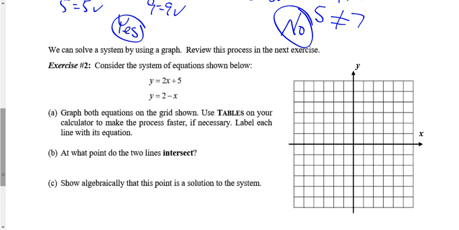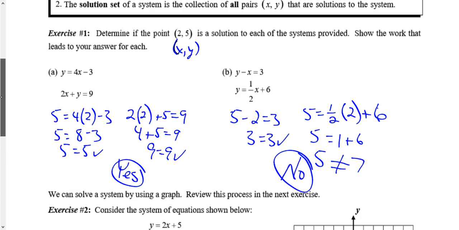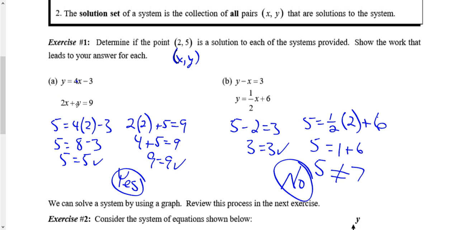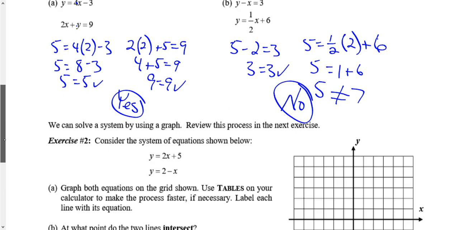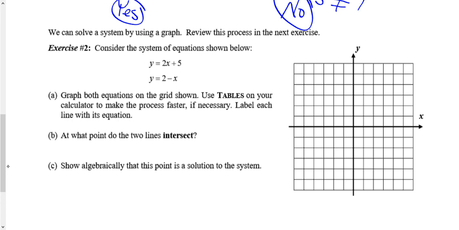Right? So up here, if we were to graph these two equations, at what point would they intersect? They intersect at the coordinates (2, 5), right? So let's go down here and do that with these. This one here, let's graph it. What's the slope? What's the m? 2, right? And what's the y-intercept? 5.